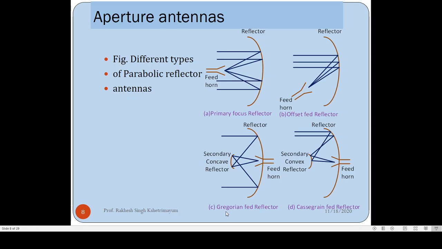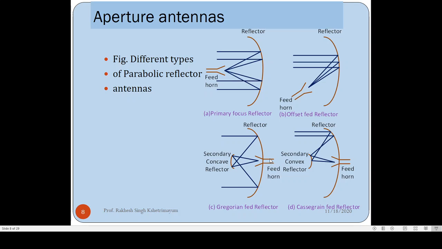You also have an advanced version of the reflector antenna, where you have a dual reflector. You have one reflector here, called the primary reflector, and another reflector here, called the secondary reflector, for the Gregorian and Cassegrain antennas. Basically, your feed horn antenna is placed at this location, and it is feeding this secondary reflector, which could be of concave shape or convex shape. If it is concave, we call it Gregorian. If it is convex, we call it Cassegrain.